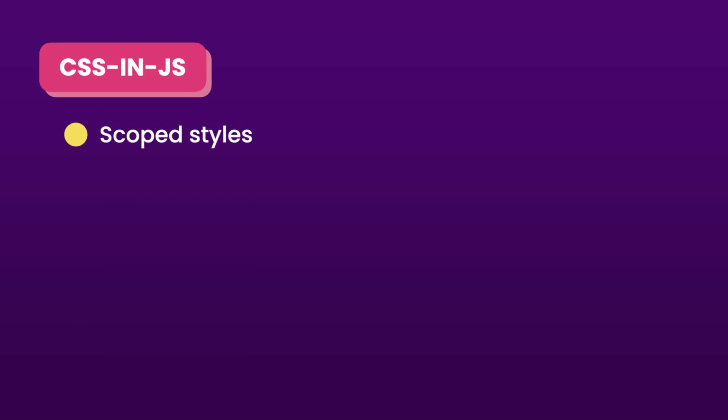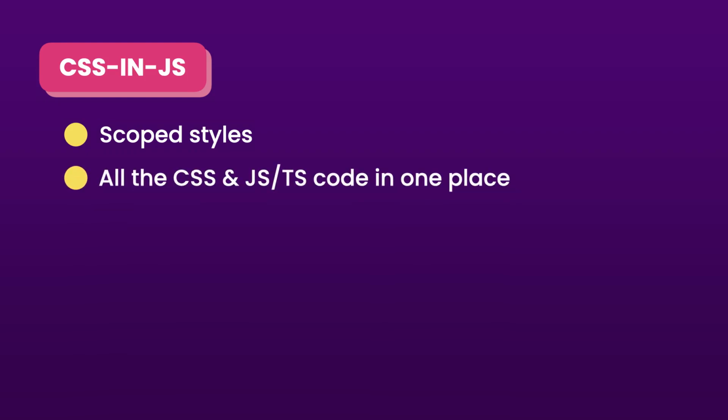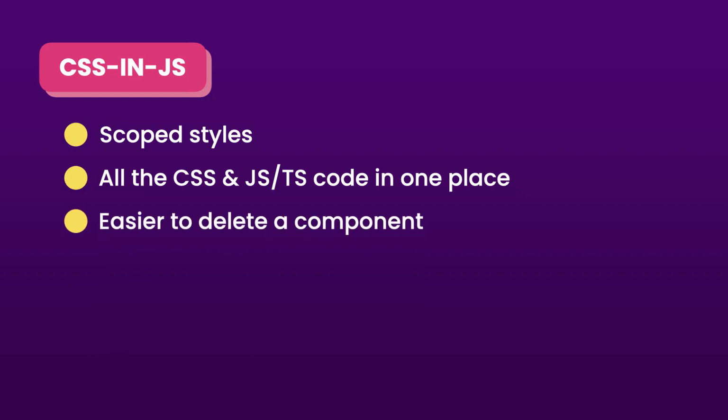The first benefit is that just like CSS modules, our styles are going to be scoped. So we're not going to run into name conflicts. The second benefit is that all the CSS and JavaScript or TypeScript code required to build a component is going to be in one place in a single file. And that means if tomorrow we decide that we no longer need a component, it's much easier to delete that component. We simply delete that file, and that's not going to impact anywhere else in our application.